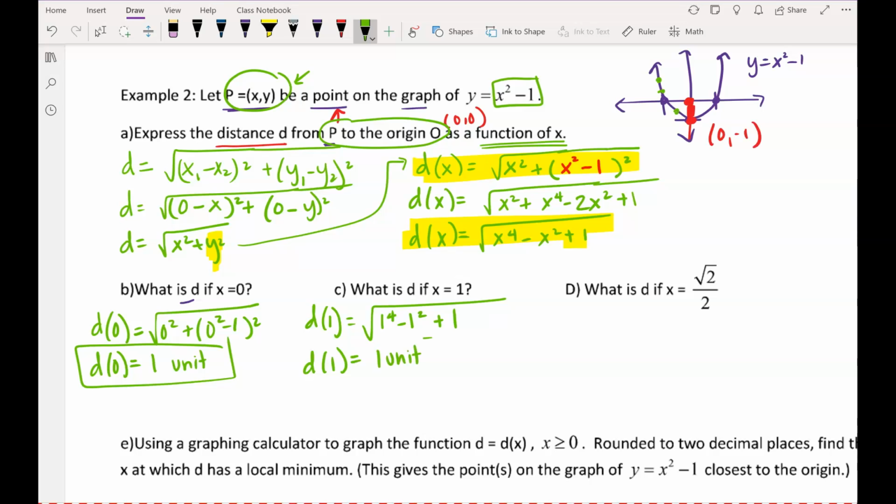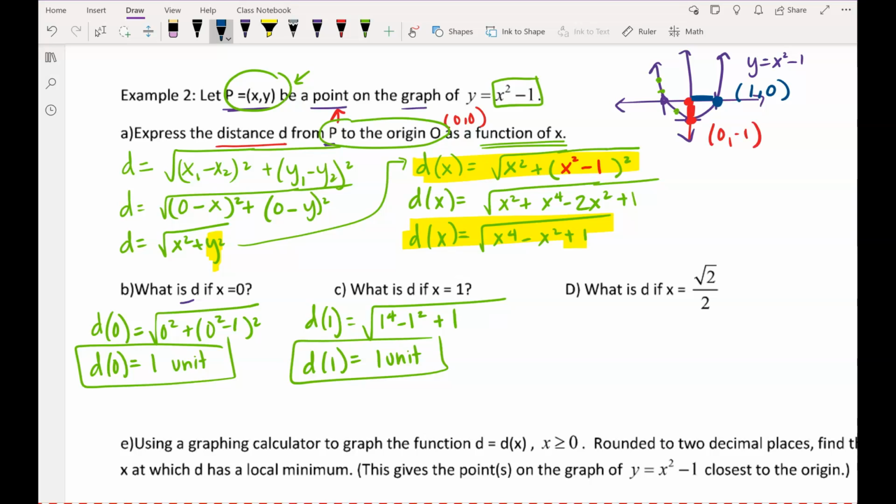Let's check with the graph to see if that's actually true. When x is 1, which is right here, this is going to be (1, 0). So that's the distance from x equals 1 to the origin. Again, that's 1 unit. So far, we're doing fine. Now, letter D. What is the distance to the origin when x equals radical 2 over 2?